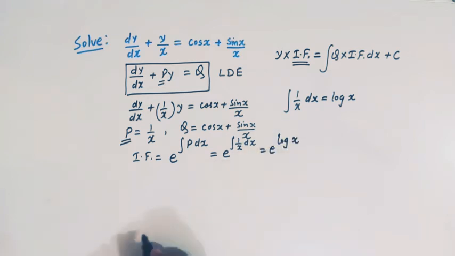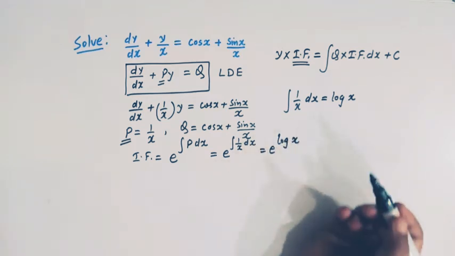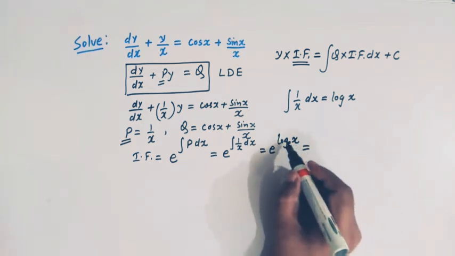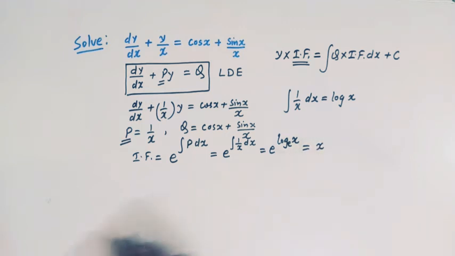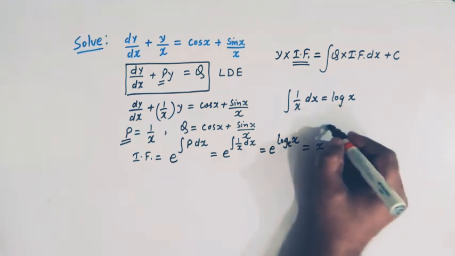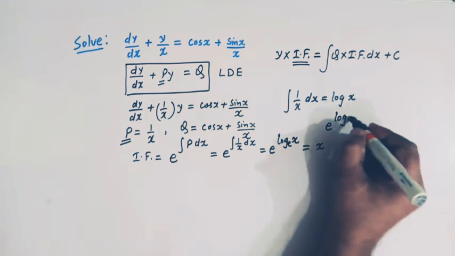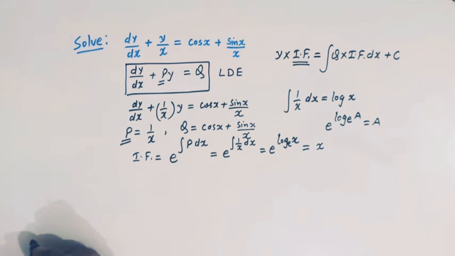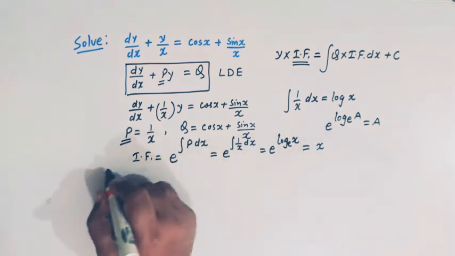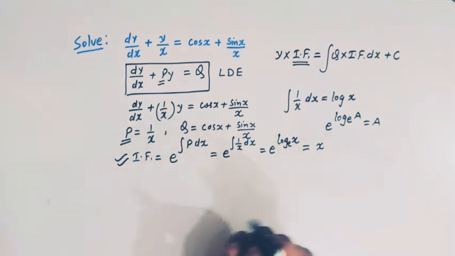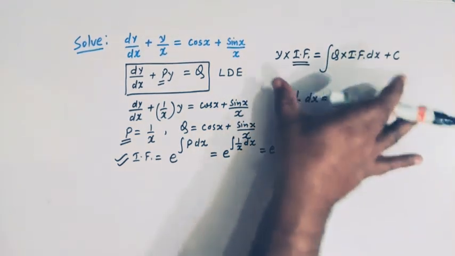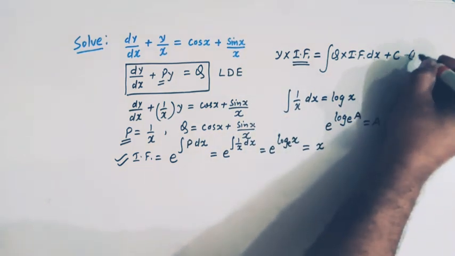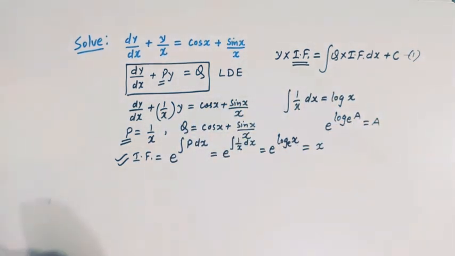log x, right? And e raised to log x, here the base is e, and we know that e raised to log x is simply equal to x, right? Because e raised to log of some quantity, say a, is equal to a, right? Okay, so we have calculated the integrating factor. Now we can substitute this value of integrating factor in equation 1 in order to find out the solution.